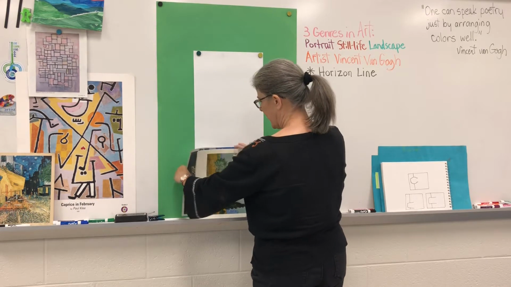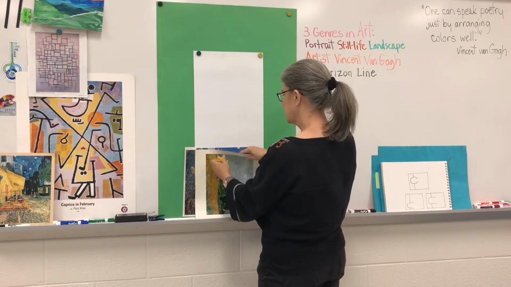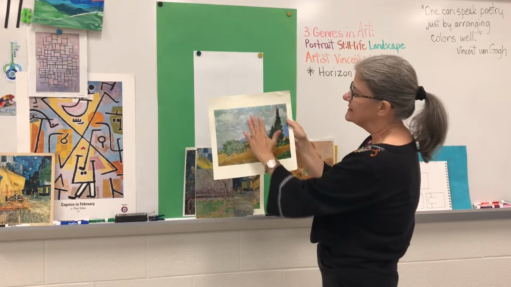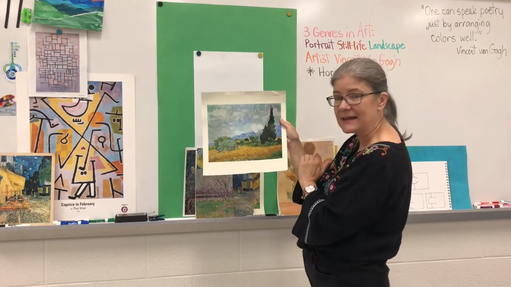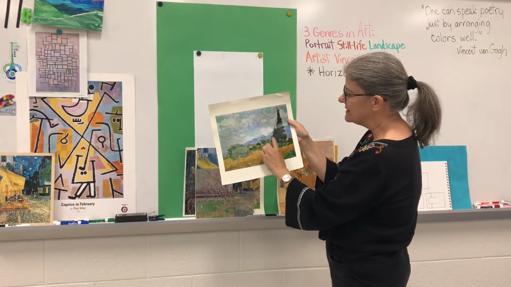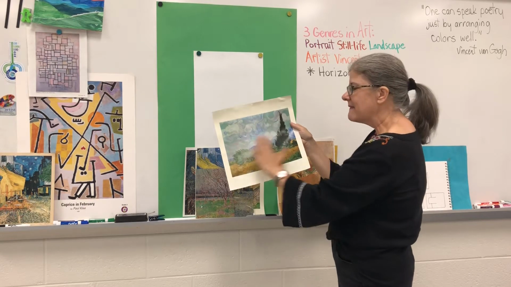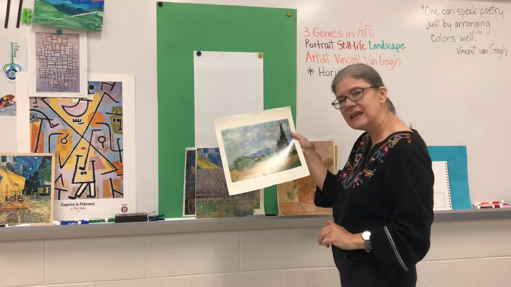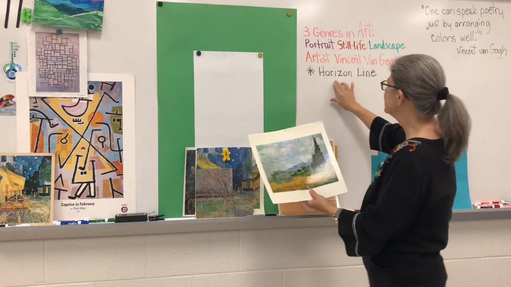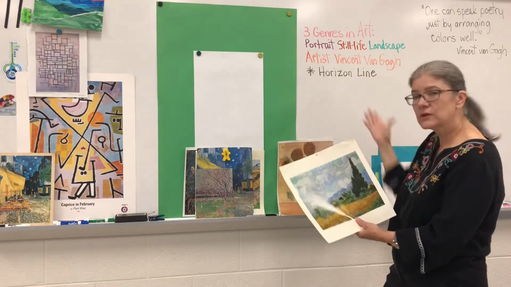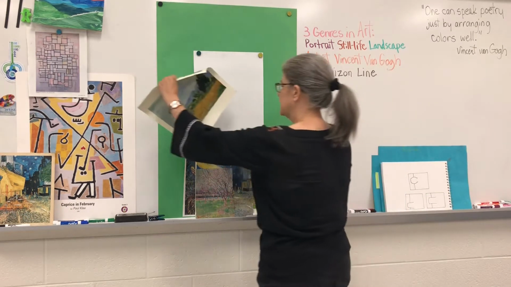Now we're going to look at landscapes. This is a landscape that he painted. We see sky and we see land. And there's a space in between where the land stops and the sky begins. And that place where you just can't see any more land, that place is called the horizon line. We'll look at some more of his landscapes.